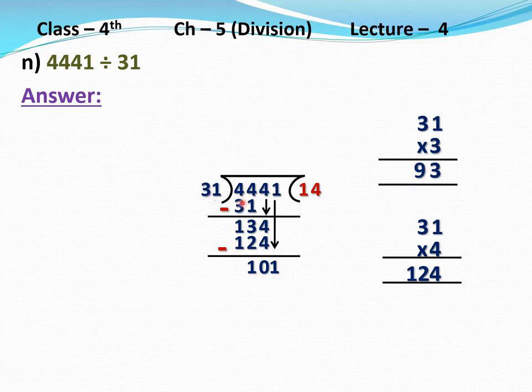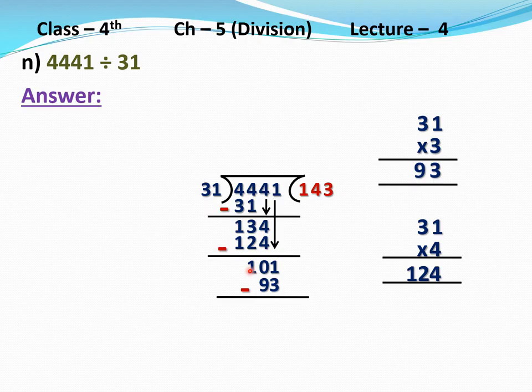Now multiply this 31 by 3. 31 multiply 3 equal to 93. Clear? Write 3 here and write 93 here. Now we will do subtraction. See, 1 minus 3, it is not possible, so we will take borrow from this next number. That is 0, but we can't borrow from this 0, so we will take borrow from this one, 1.